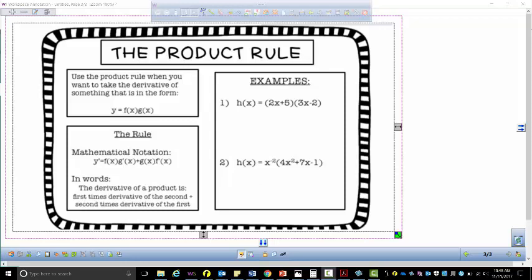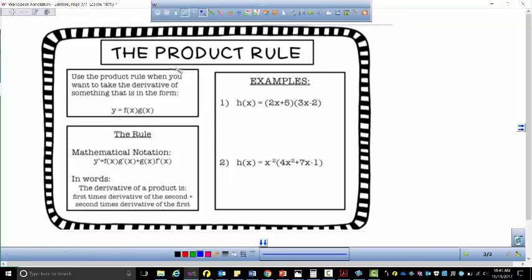Okay, so the next rule we're going to look at for derivatives is called the product rule. You use it when you have two functions multiplied by each other, and for the definition, we use f of x and g of x. It can be any function.